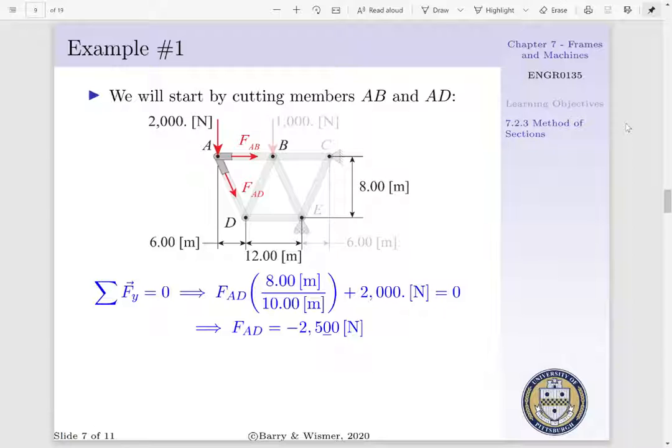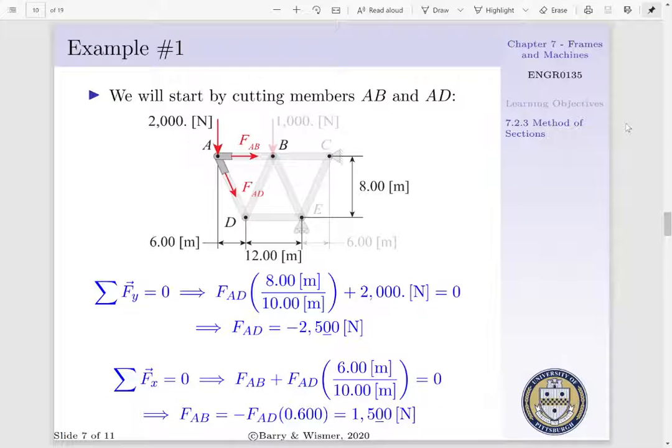First, we'll take the summation of forces in the y direction. We'd have FAD times the sine of the angle between member AB and AD, which we found to be 8.00 meters per 10.00 meters, or a value of 0.800, plus our applied load of 2,000 newtons. We find FAD to be equal to minus 2,500 newtons. A negative sign indicates that our member is under compression.